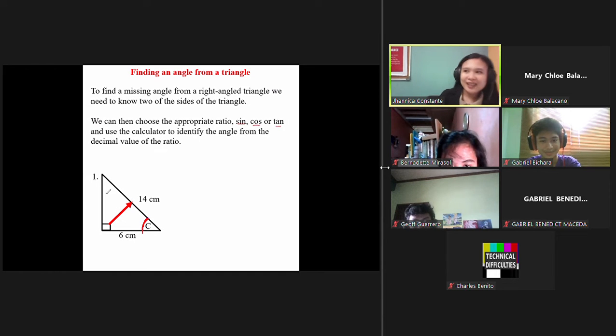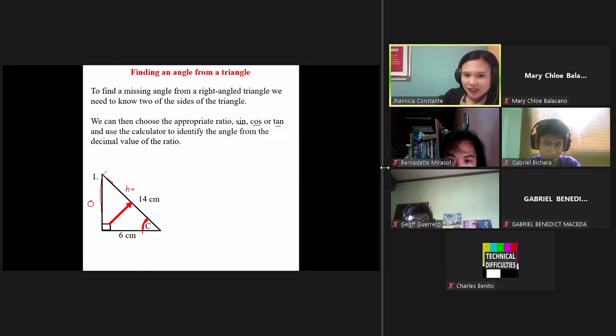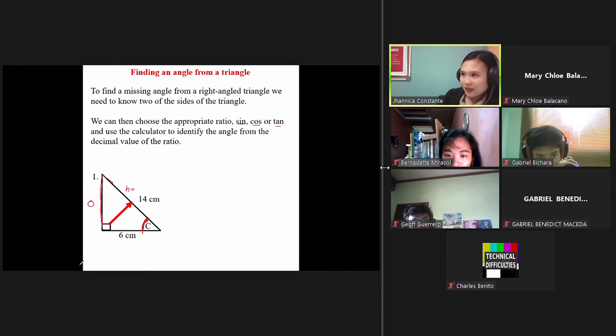Identify the sides given in the triangle. This side, since it's longer, will stand as your hypotenuse or your H. Since we're solving for this angle, according to the trigonometric ratio, the side that is facing the angle that you're going to solve is the opposite. The side facing the angle that you're going to solve is your opposite. And the side connected to the vertex of the angle that you're going to solve is what we call your adjacent.